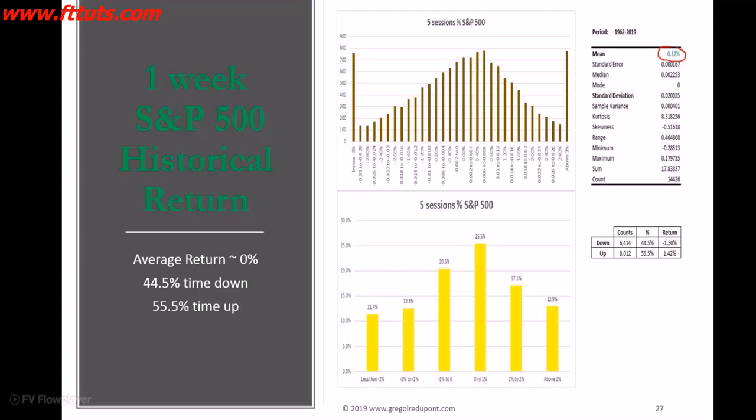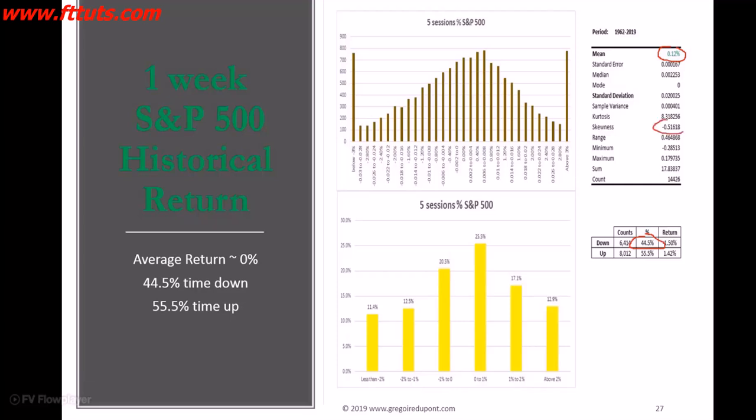What about now the 1-week S&P 500 historical return? Now the mean is at 0.12%, which is still very close to 0%, meaning that if you were buying and holding the S&P for 1 week, from one week to another, after cost of trading, you will not be making money. 44% of the time, the S&P will be down by 1.5%, and 55% of the time, it will be up by 1.4%.